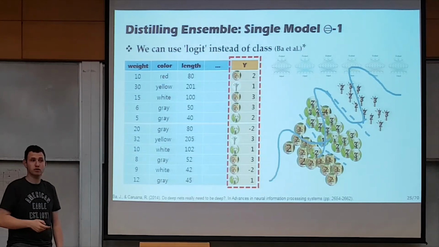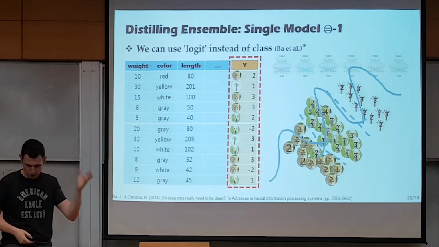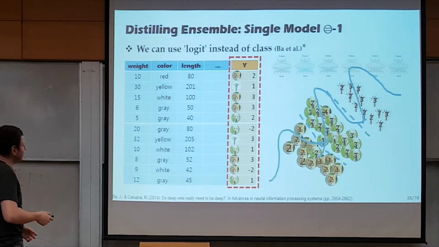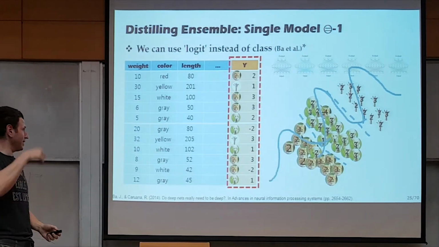So what is a logit, guys? The logit is the score for each sample. It's not a probability. It's a number from minus infinity to infinity; it's not restricted. The higher the logit score, the more the neural network is sure that it is the class.